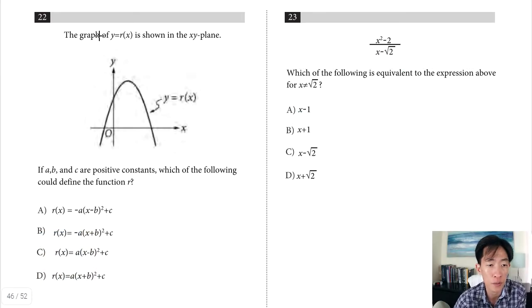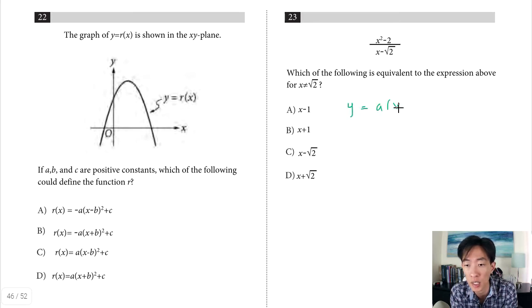Question 22, the graph of y equals r of x is shown in the xy plane. It is clearly a parabola, and it says if a, b, and c are positive constants, which of the following could define the function r? So glancing at this, what I'll notice is that my parabola is in the vertex form. Now the vertex form of a parabola is something you should have memorized. It's going to be y equals a times (x minus h) squared plus k, and that means that the vertex is actually (h, k). So knowing that, you're going to be able to zero in on the parabola very quickly if you know the properties.